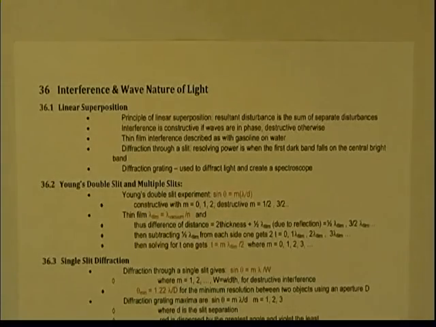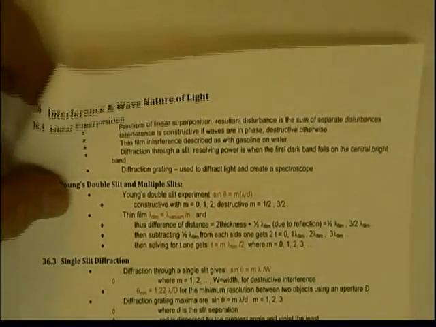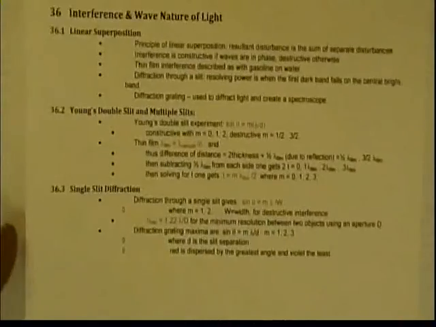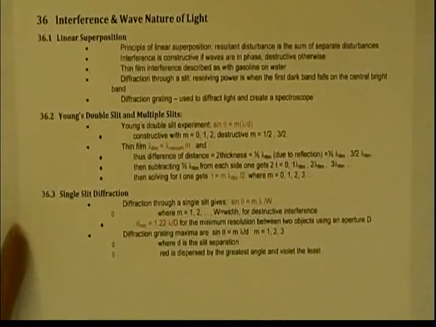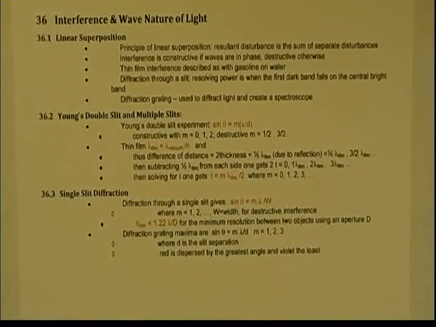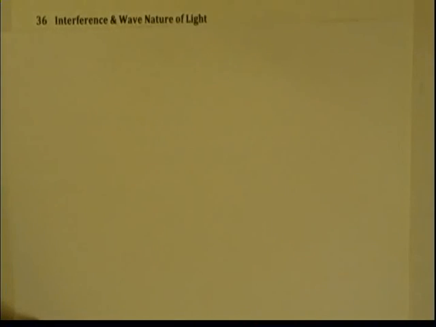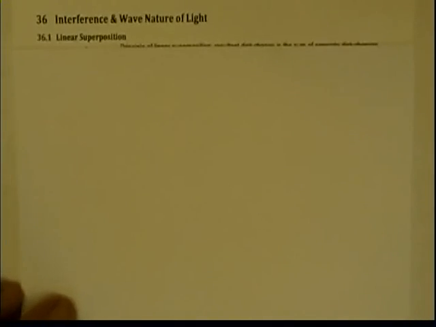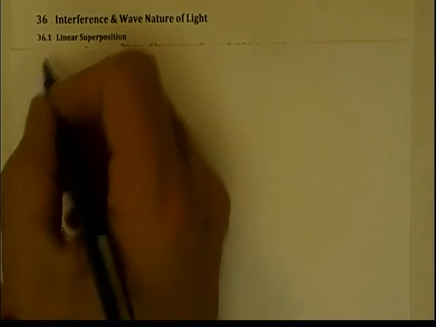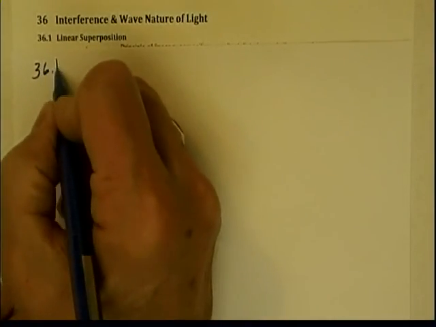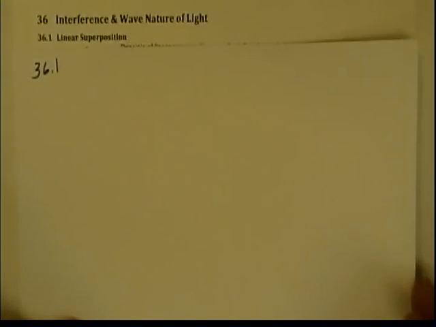The next chapter that we want to work on is chapter 36 on interference and the wave nature of light. And the first section of this is the section on linear superposition. So we're beginning now in 36.1, linear superposition. Well, what does that mean?